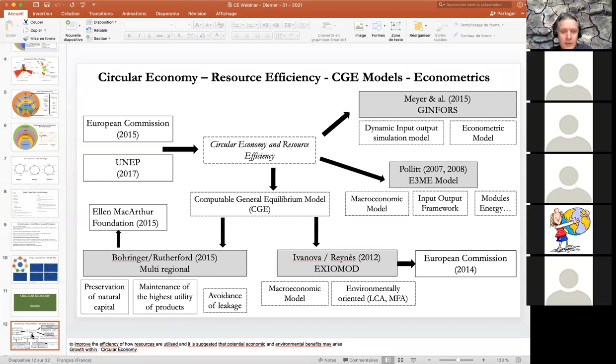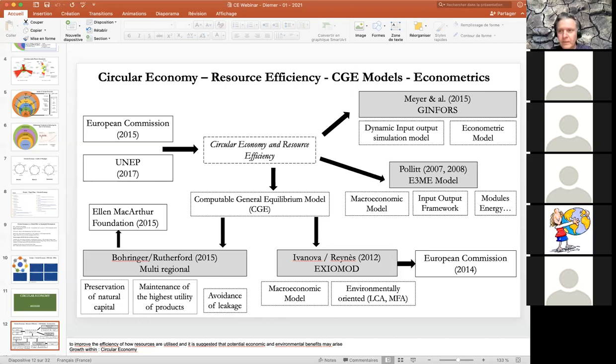To do this, we have specific models, what we call computable general equilibrium models. If you check these models, I remind you that they were used by Europe in 2015 to imagine resource security and the circular economy, and today these models are used by the Ellen MacArthur Foundation. If you check the 2015 report, you find this model from Boehringer and Rutherford. It is a multi-regional model, and you have three assumptions: preserve natural capital, get the highest utility of products, and avoidance of leakage.